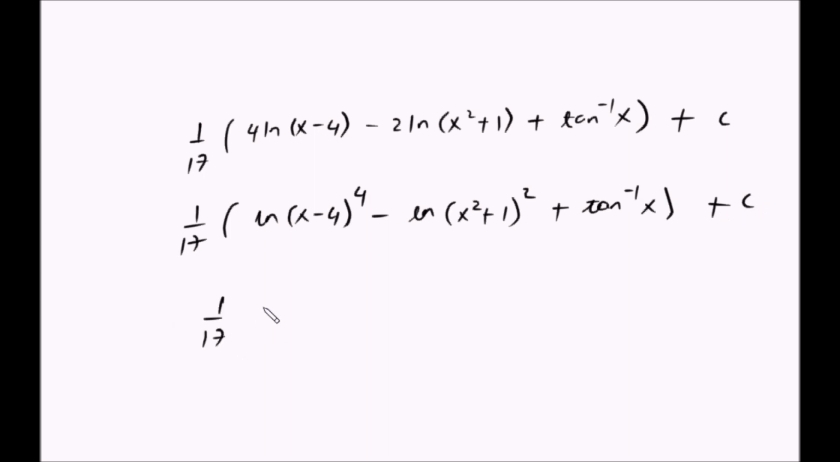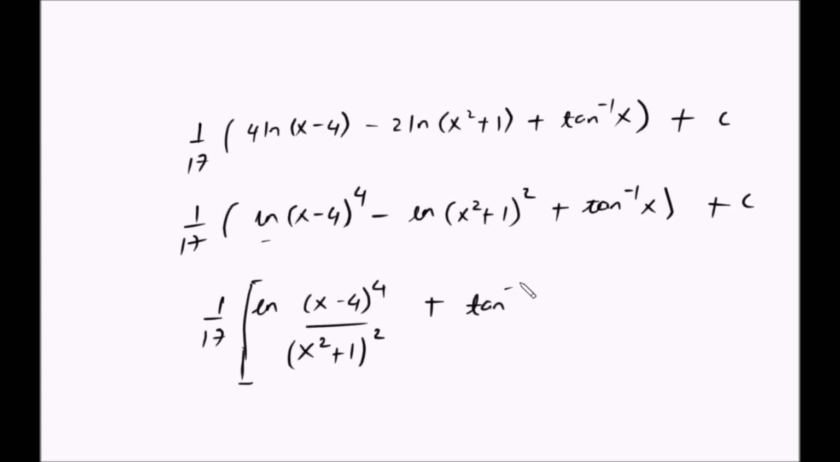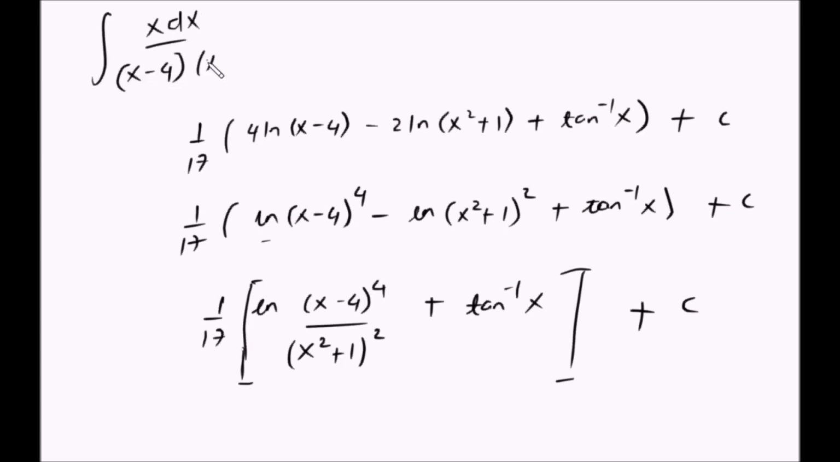So this is 1/17. So taking out this, it will be ln of x minus 4 power 4 over x squared plus 1 squared, plus, yeah, here let's put plus tan inverse of x plus c. Okay, I will stop there now. So this now is the answer for integrating this, just to simplify further. You can also simplify further, I think, but anyway, I stop there. This time my conscience will not prick me.